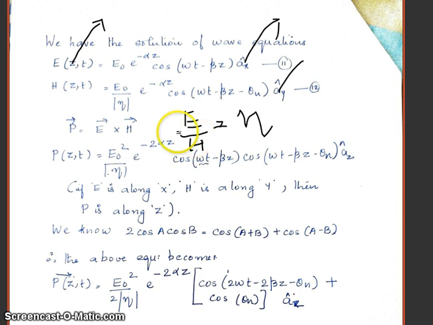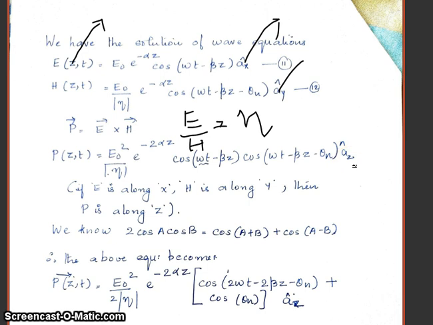And this theta n is the angle of the magnetic field with respect to your electric field. That's all. Now we have the Poynting vector P is equal to E cross H. So what I am going to do is take the cross product of 11 and 12. I will get E naught square by eta into e raised to minus 2 alpha z and cos of (omega t minus beta z) into cos of (omega t minus beta z minus theta n) into az.